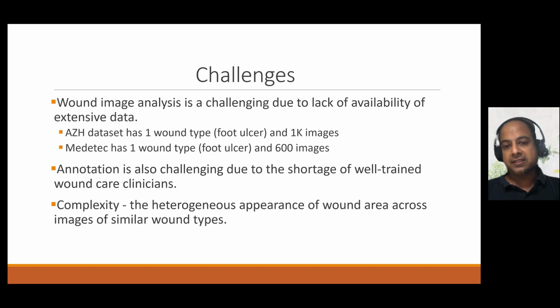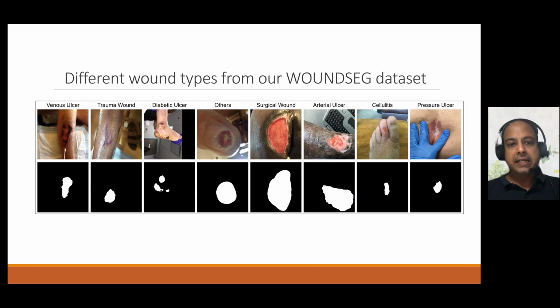This task is also complex because of the heterogeneous appearance of the wound area across images of similar wound types. Here are some images, and as I mentioned, there are 8 different types of images in our data set. These are the original images that you see at the top, and at the bottom are the segmentations manually annotated by various experts.